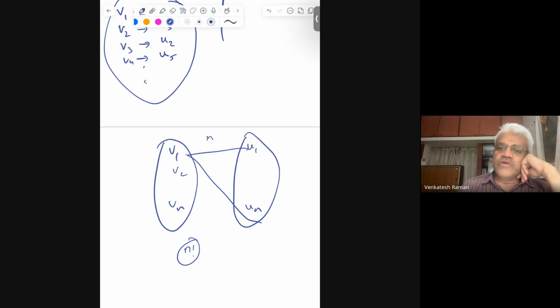But subgraph isomorphism is NP complete.